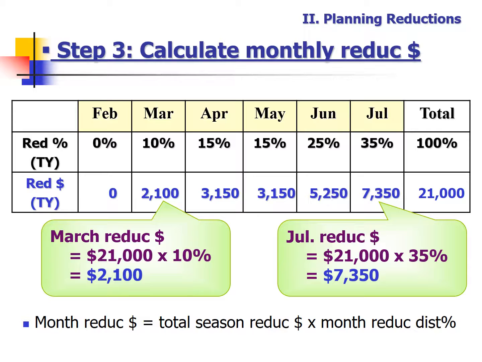So for March, for example, 10% times $21,000 for the total seasonal reductions, so the reductions for March will be $2,100. Okay. For July will be 35% of the seasonal reductions, right? So 35% times $21,000, so that will be $7,350 reductions planned for July. So for each month, the reductions dollar can be calculated by taking the total seasonal reductions dollar and multiplying that by the monthly reductions distribution percent that we plan for this year.